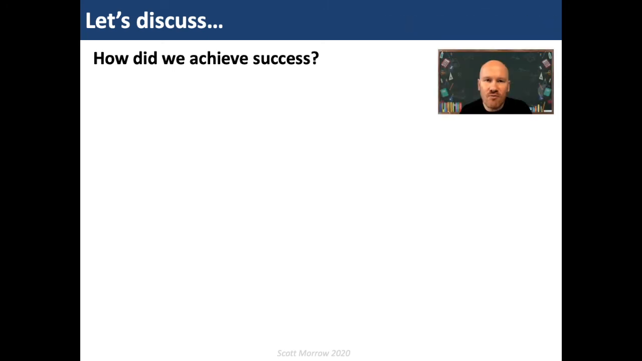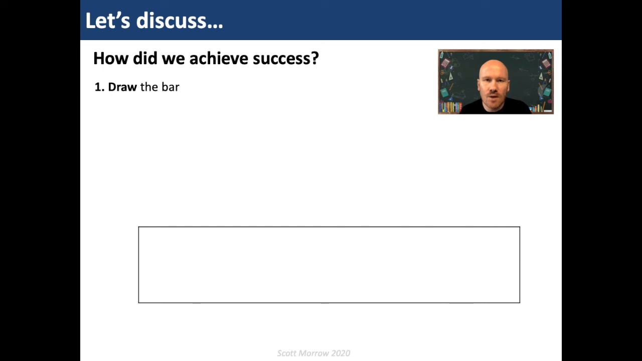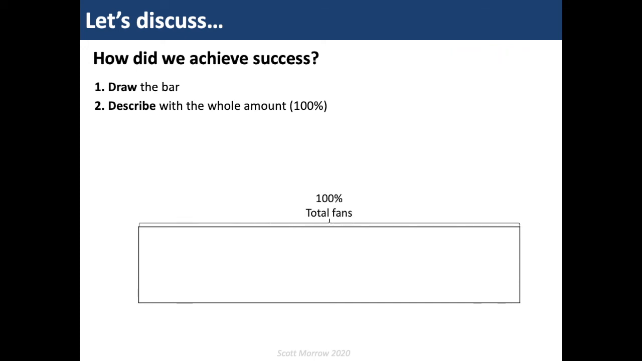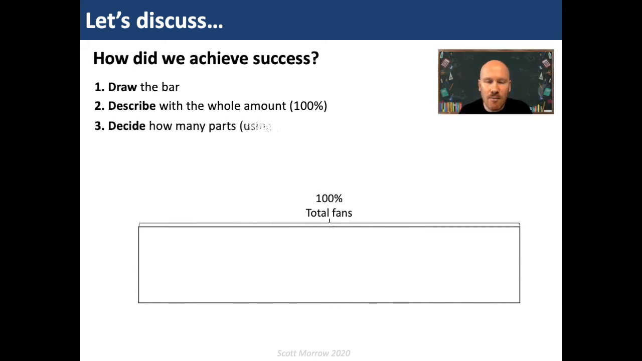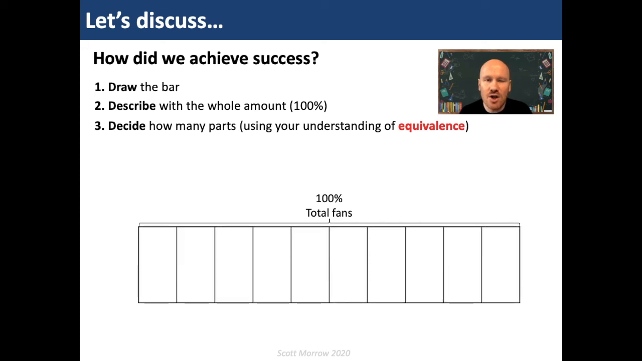When we want to solve problems involving percentages, the first thing we can do is draw a bar to represent that whole amount. Once we've done that, we can describe that whole amount, and that whole amount is always 100%. Once we've done that, we can decide how many parts, and we can use our understanding of equivalence to decide how many parts to split that bar into. When we were solving the problem involving the football game, we knew that we were interested in 30%. So we split that bar into 10 parts, where each of those parts represented 10%.